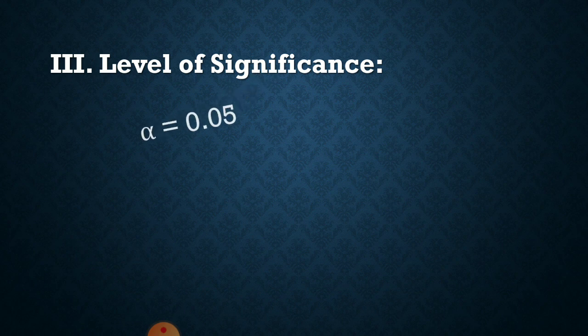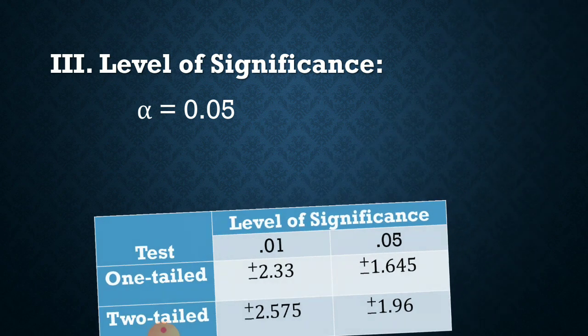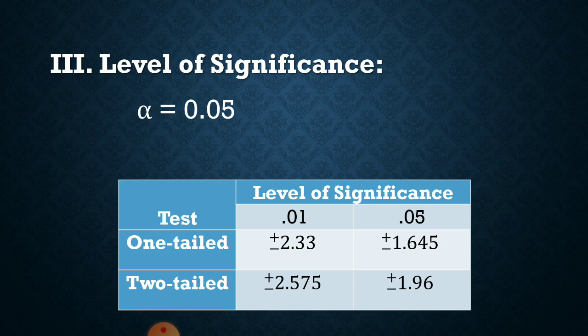Next is the level of significance. For our alpha, we'll use 0.05. Then for the z-tabular value, we'll be using a level of significance of 0.05 and a one-tailed test, then get the intersection of the two. So the z-tabular value is equal to plus or minus 1.645.